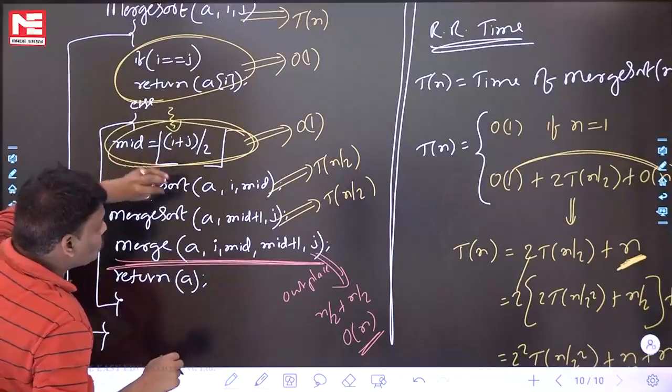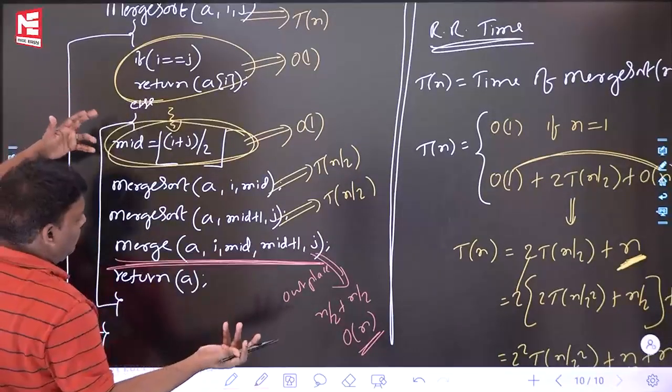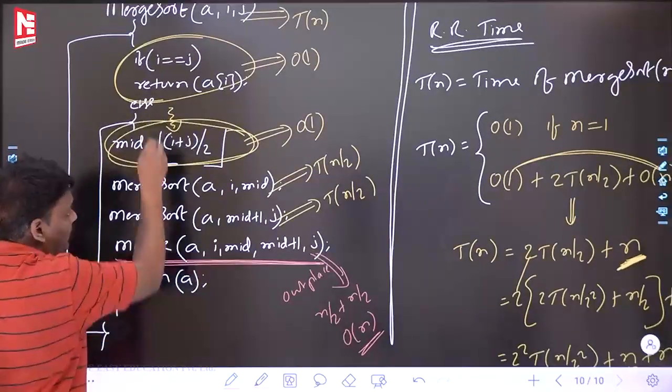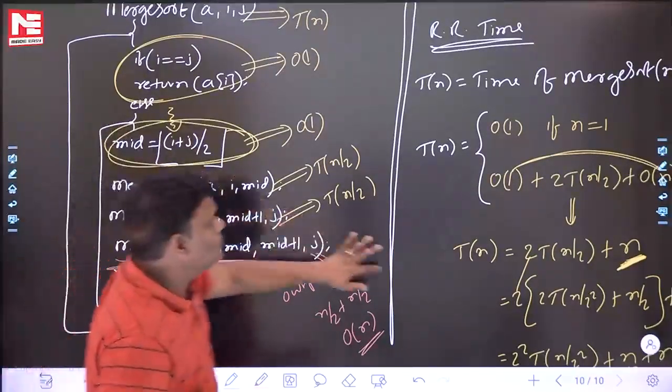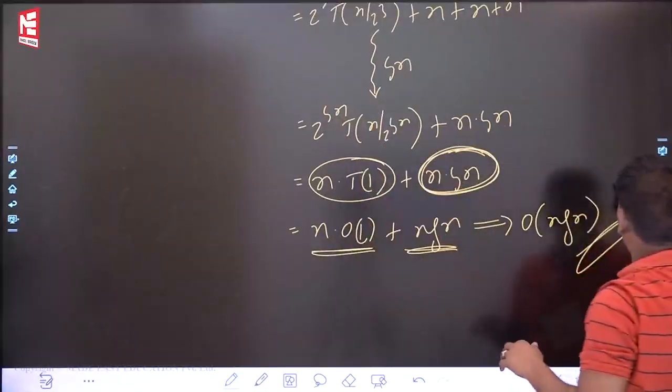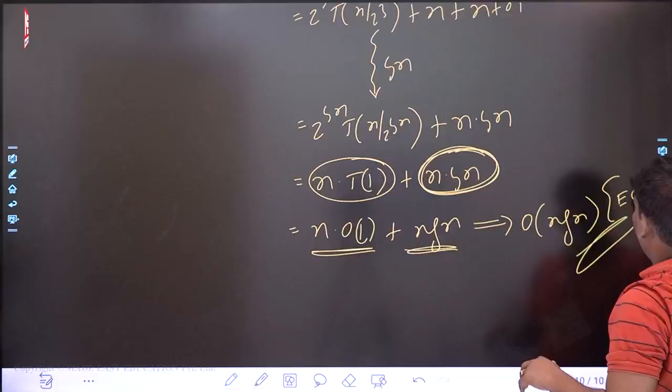If in between you can stop, then best case may differ. In between you can stop, worst case may differ. But because of no stopping in between, every case is the same. So the time complexity of the merge sort algorithm is going to be n log n in every case.